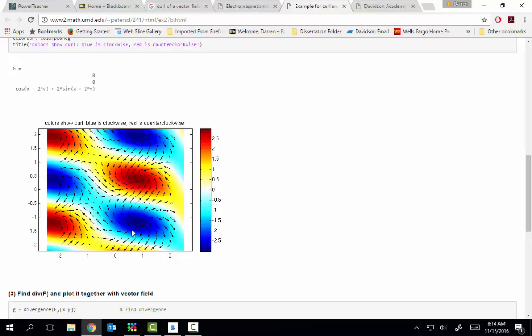Well, look at the vector field. Clearly, if I were to drop a stick right here, what would that stick want to do by virtue of this vector field? It would want to spin clockwise, and thus the curl would go into the plane. Versus the red, look at the vector field. The vector field would make the stick, if I were to drop it right there, want to spin counterclockwise, and thus the curl would come out of the plane at us.